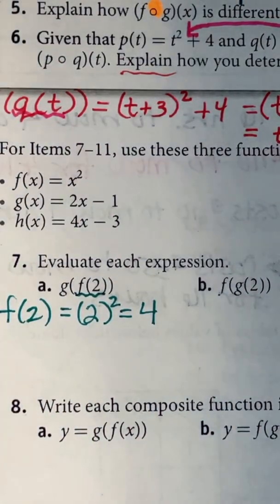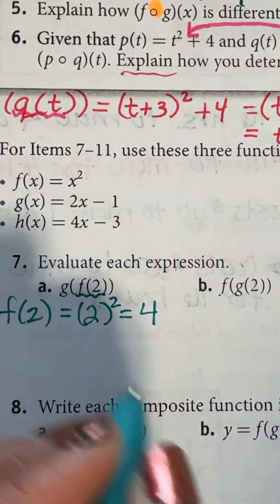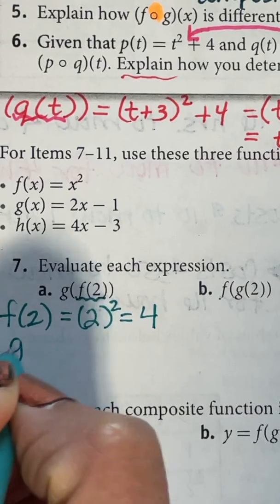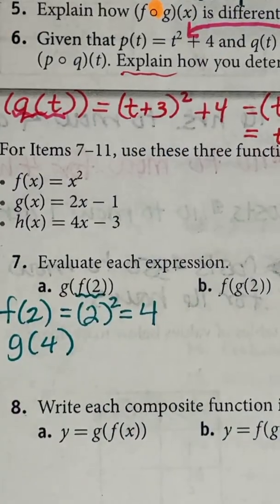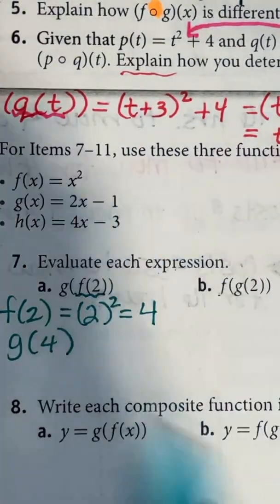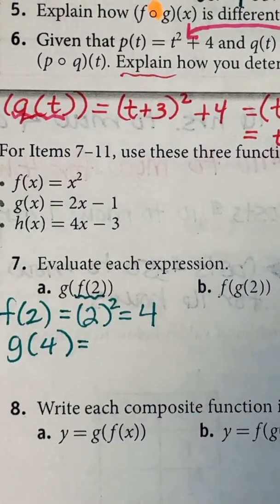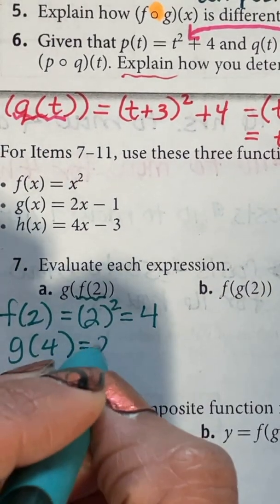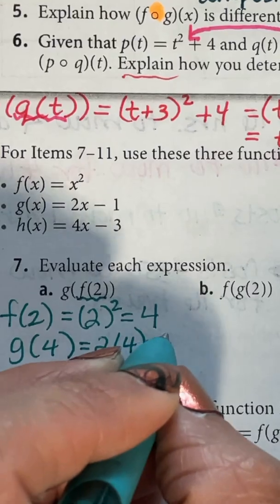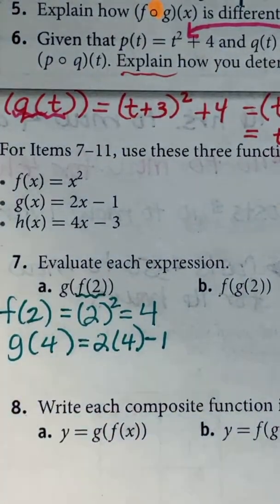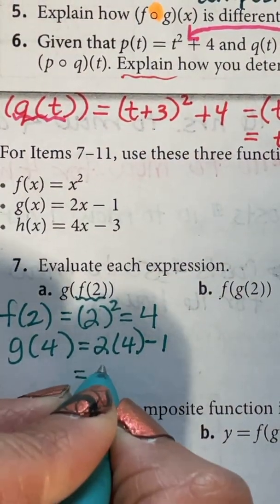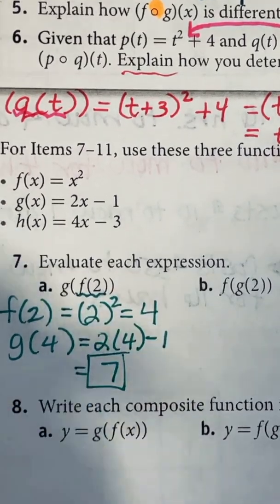Okay, so now I can replace f of 2 with 4, and now it's g of 4. Well, what is g of 4 now? Well, you have to take the g function now and plug in a 4 for x. So that would be 2 times 4 minus 1. So it's 8 minus 1, which is 7. So the answer is 7.